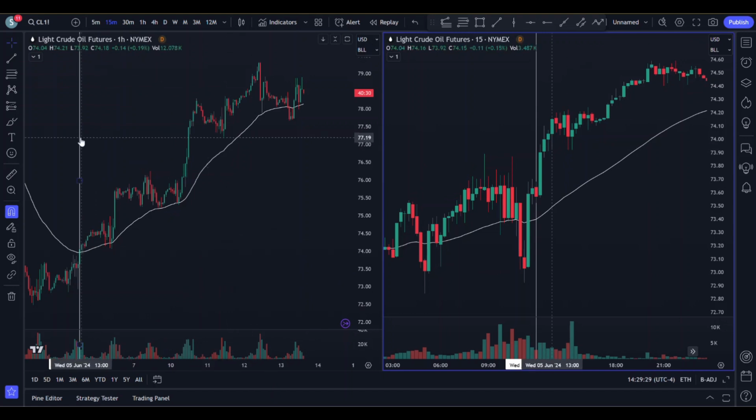So at this white line is when price has broken above the 50. And you can see that 50 starts to curve upwards. So we are only going to look for longs on the 15-minute chart. So this white line here is when we can start looking long.